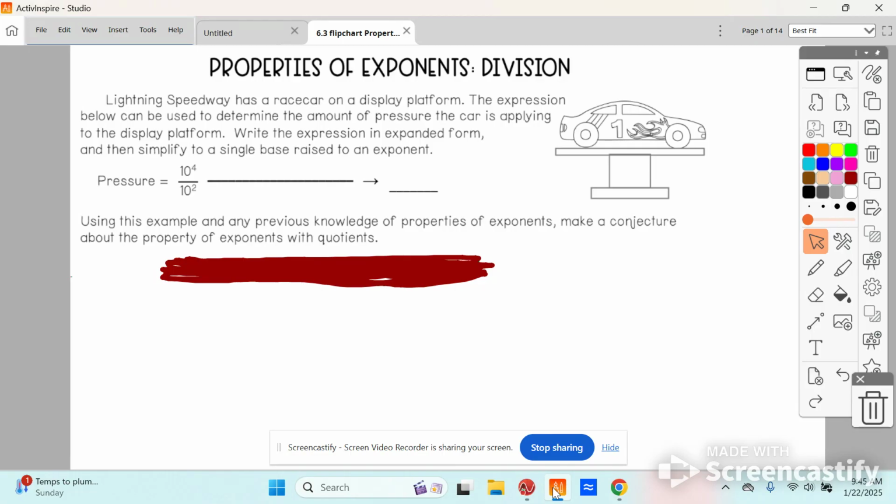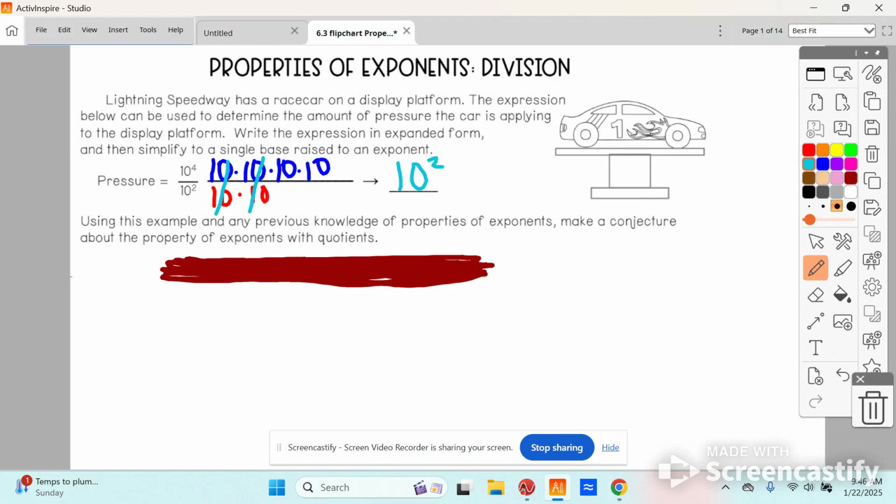So it says pressure equals 10 to the fourth power over 10 squared. When we expand this out, 10 to the fourth power would be represented by 10 times 10 times 10 times 10. And 10 squared can be represented by 10 times 10. When I'm looking at this, I see a fraction. Whenever I have a number divided by itself, or a fraction with the same number in the numerator, the top, and the denominator, the bottom, I can cancel because 10 divided by 10 is 1. So two of my 10s from the top cancel with the two 10s on the bottom, and I'm left with 10 times 10, which can be written as 10 squared.